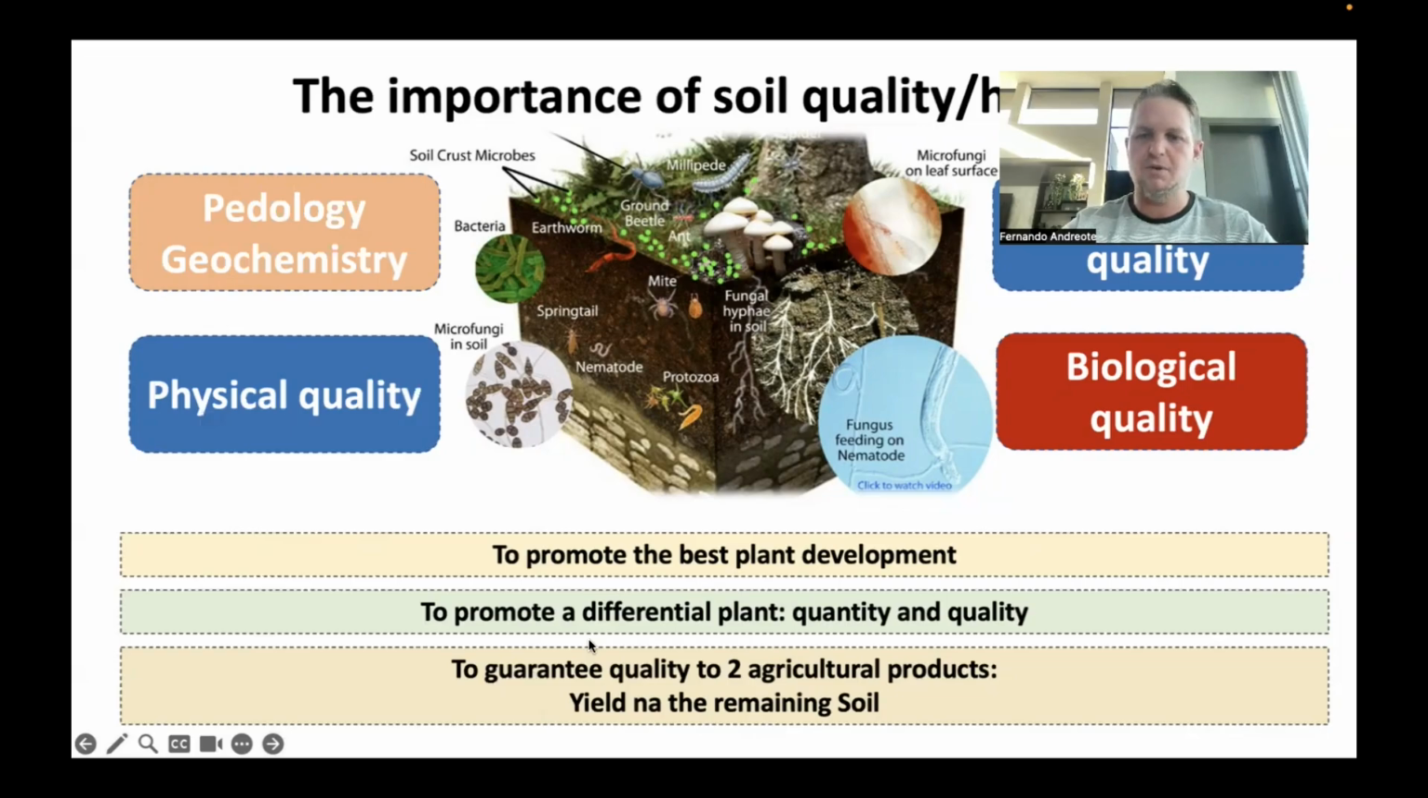What are the two products? Productivity, what we harvest and sell, and the soil that remains for the next crop cycle. So we realize that this concept of quality, of soil health, is very directly linked to the success of agriculture. And this biological component is part of this process, part of soil quality.